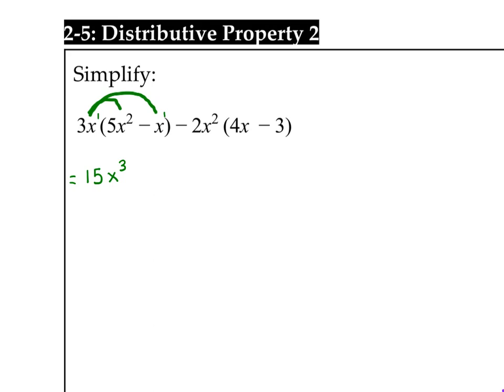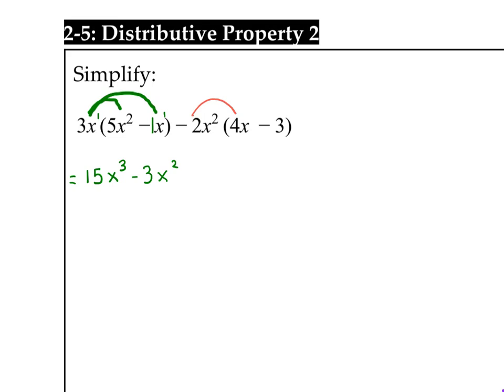When you take the 3x and multiply it by the second term, negative x, you also want to remember that that coefficient is negative 1. So multiply the coefficients. 3 times negative 1 is negative 3. Add the exponents on the x. 1 plus 1 is 2. Once the bracket is finished, you no longer multiply with the 3x. Now you're going to multiply with the negative 2x squared.